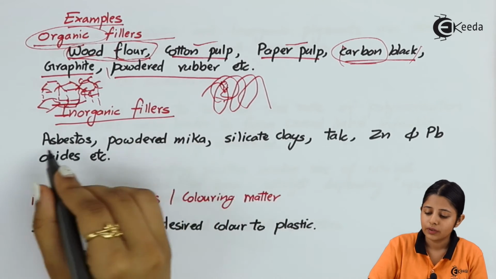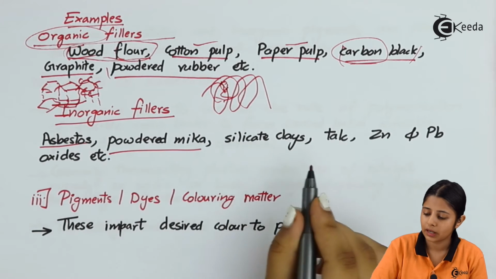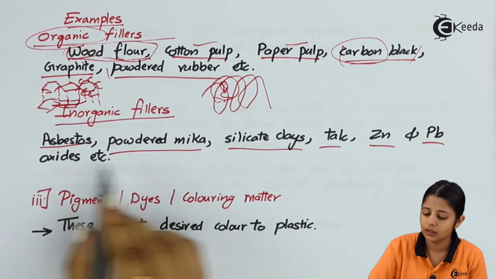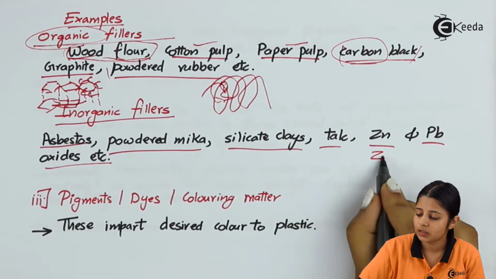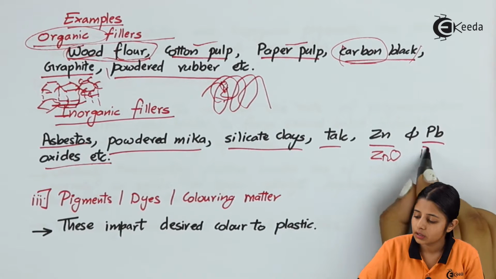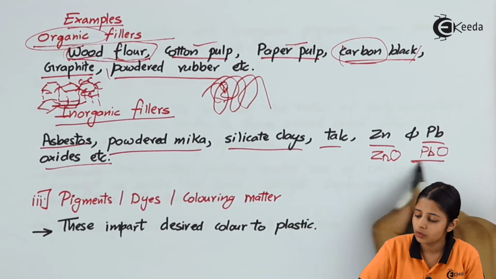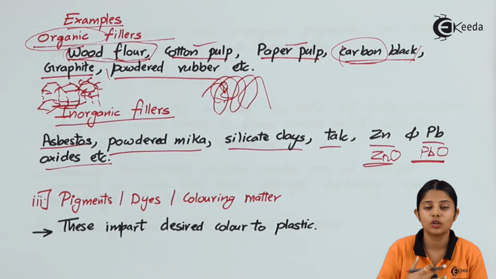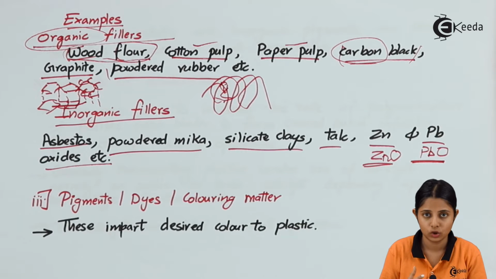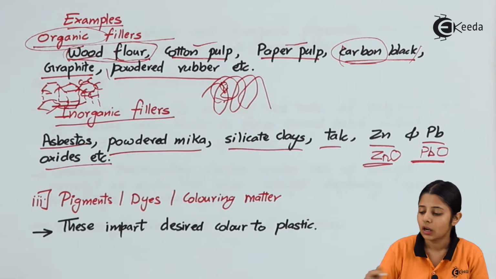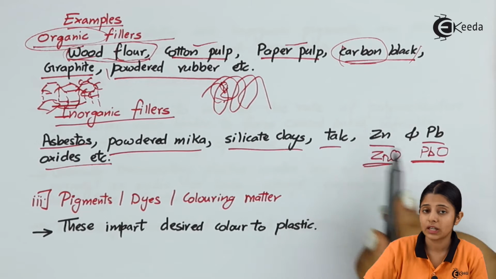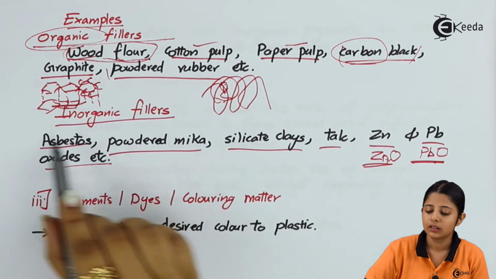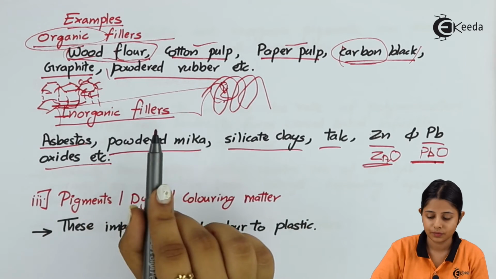For inorganic fillers we have asbestos, powdered mica, silicate clays, talc, zinc and lead oxides, etc. So zinc oxide is nothing but ZnO, lead oxide is nothing but PbO. Now if you look carefully over here, nothing has carbon inside it, and nothing of this is found in the natural form. That means we do not get it directly from nature, from the forests or anything like that. Of course these are elements which we get from nature, but we have to extract them and refine them and then get the oxide forms of it. These are all the inorganic fillers.